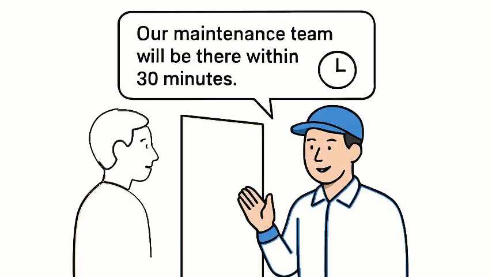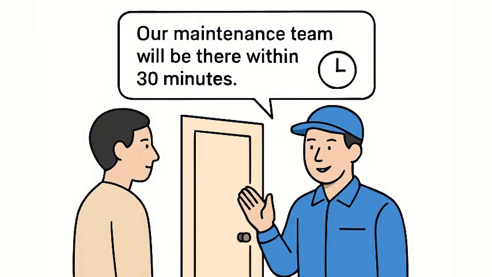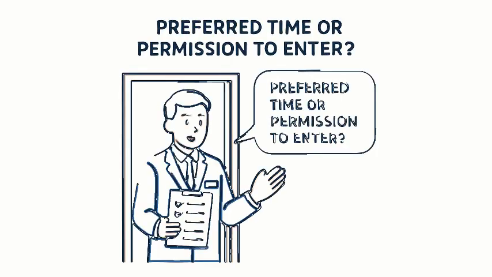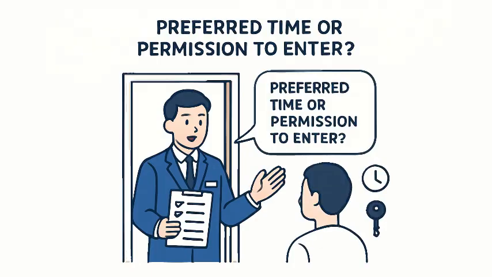Step 5. Update the guest. Give a clear time frame. For example, our maintenance team will be there within 30 minutes. If the guest is not in the room, ask about a preferred time or permission to enter.